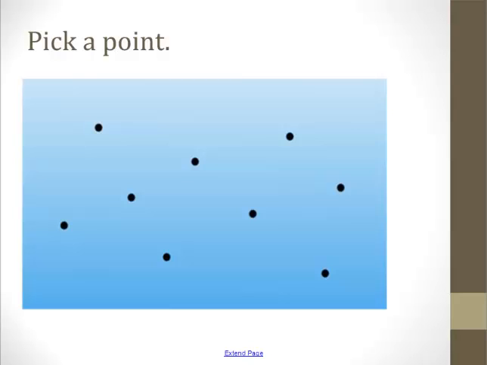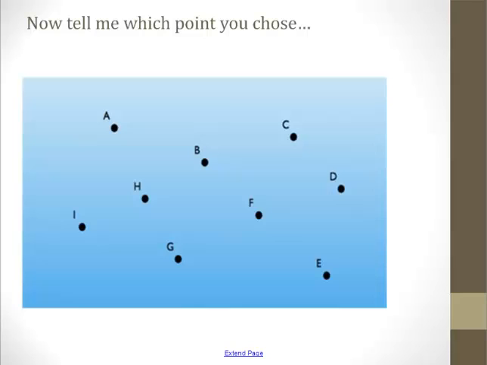If I told you to pick a point, you have to think of a way to describe it. Am I picking the top left? Or am I going to pick somewhere in the middle? But it's hard to describe. How am I going to pick this point right here in the middle? Okay, so I'm going to make this picture a little easier. Now tell me which point you choose.